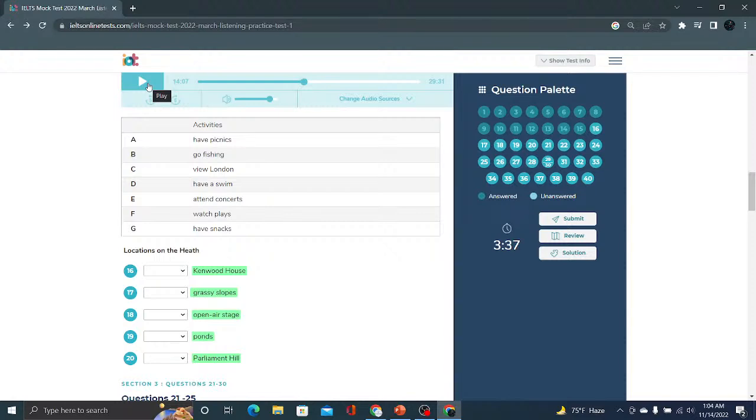We are saying that for some light refreshments there is the cafe at Kenwood House. So what do you think the answer would be? Have picnic, go fishing, view London, have swimming, attend concert, watch play, have snacks. As she was saying, light refreshments. There is the cafe at Kenwood House.